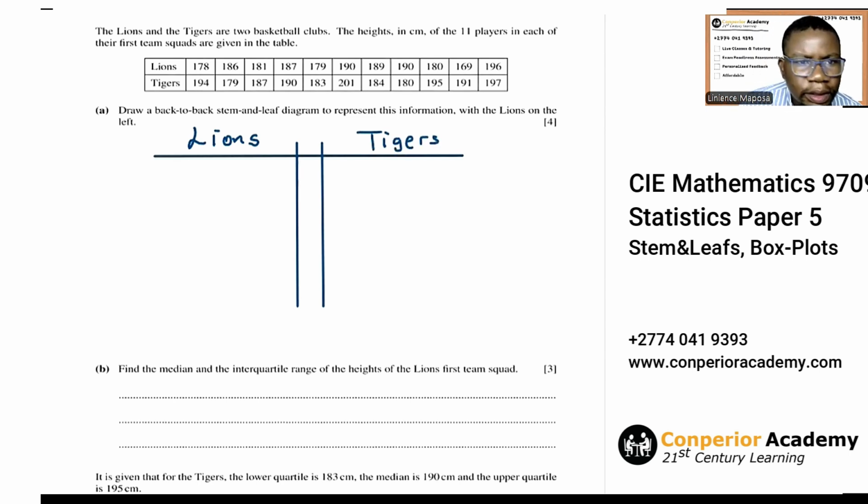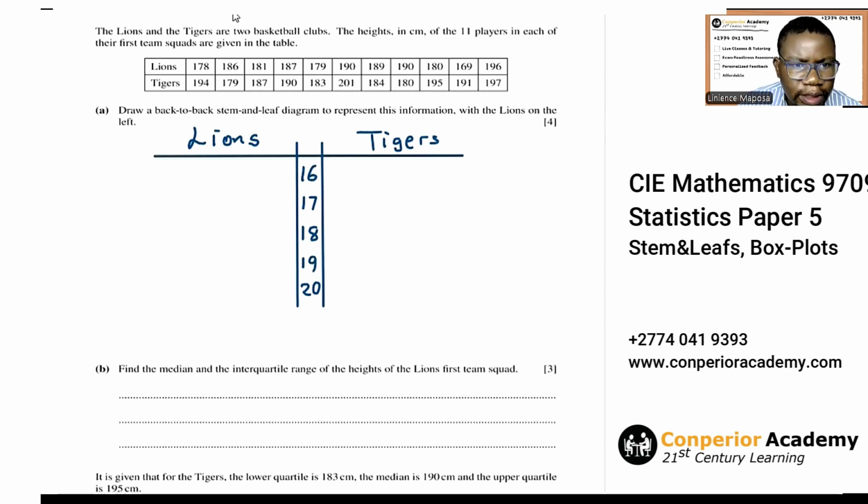If I look at this data, let me just look for the smallest number here. The smallest number is 160. Yeah, it's in the 160s. It's 169. So my stem will start from 16. Then I'll say 17, 18, 19, 20, because I have 201 there. So I need to end at 20.